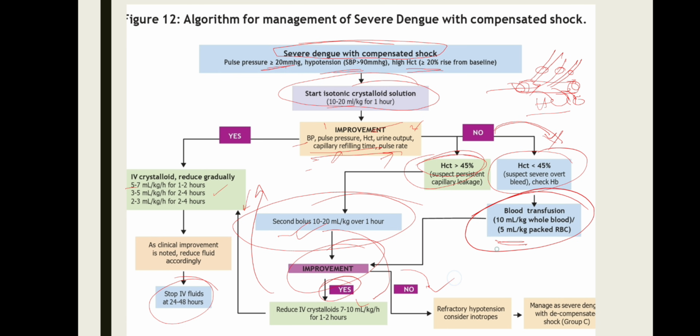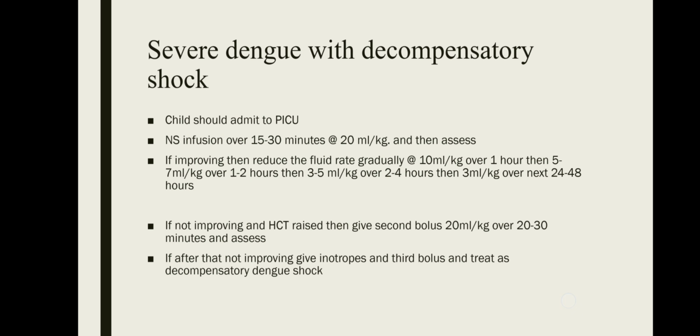If it is not, then it is refractory shock, that means we need inotropes, and we manage it as decompensated shock, which I will discuss later. Now, for decompensated shock, the child has to be admitted to the PICU. First, the bolus is given within 15 to 30 minutes. This is the new change.